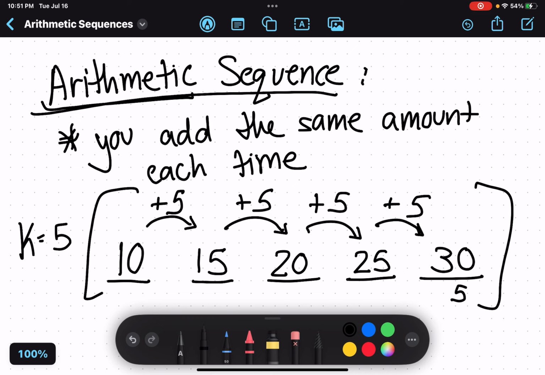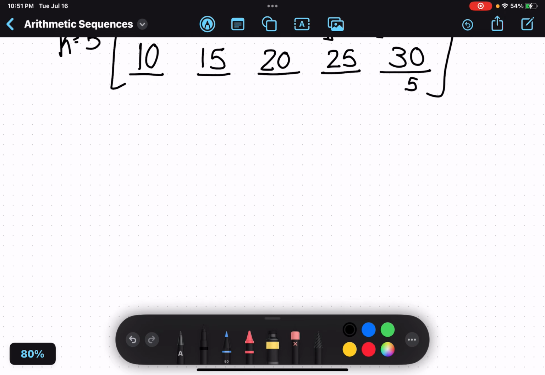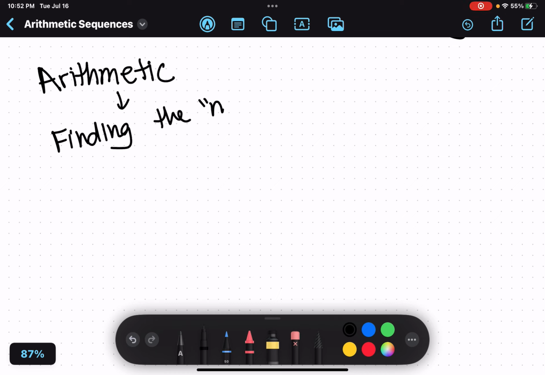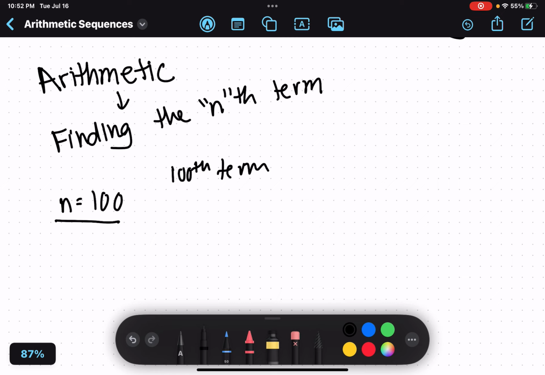So a really easy way to do this is with a little formula. And this formula is the arithmetic formula for arithmetic sequences, of course. And we're finding the nth term, meaning n is a number. N could be any value. We're just finding the number of a term, like let's say we wanted to find the 100th term. You might see it in a problem like this, n equals 100, meaning we're trying to find the 100th term.